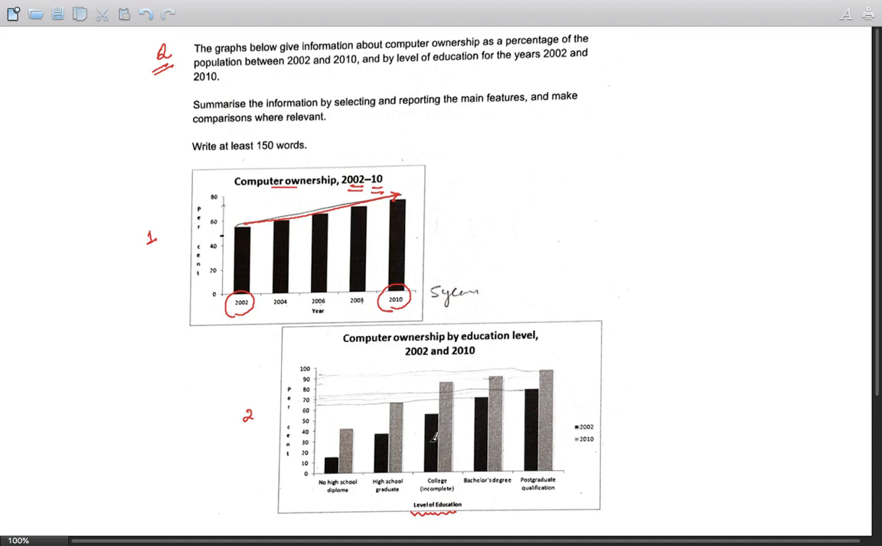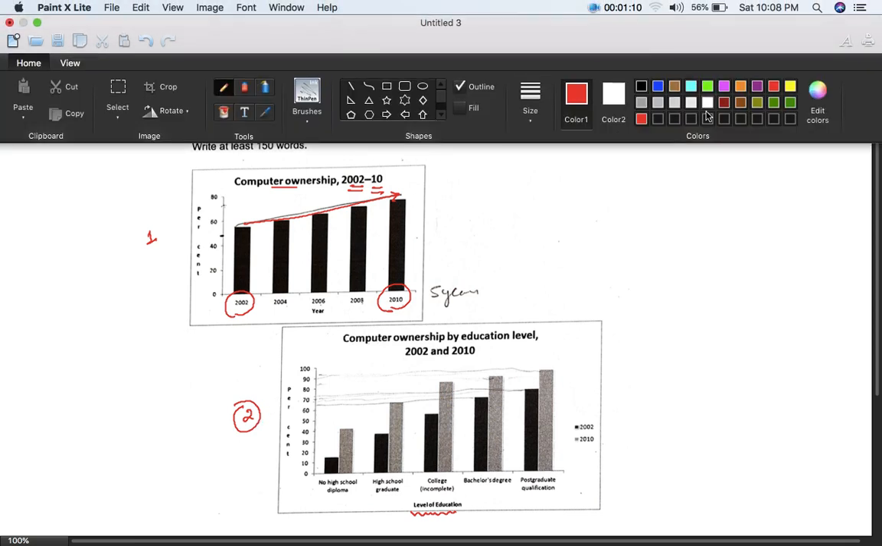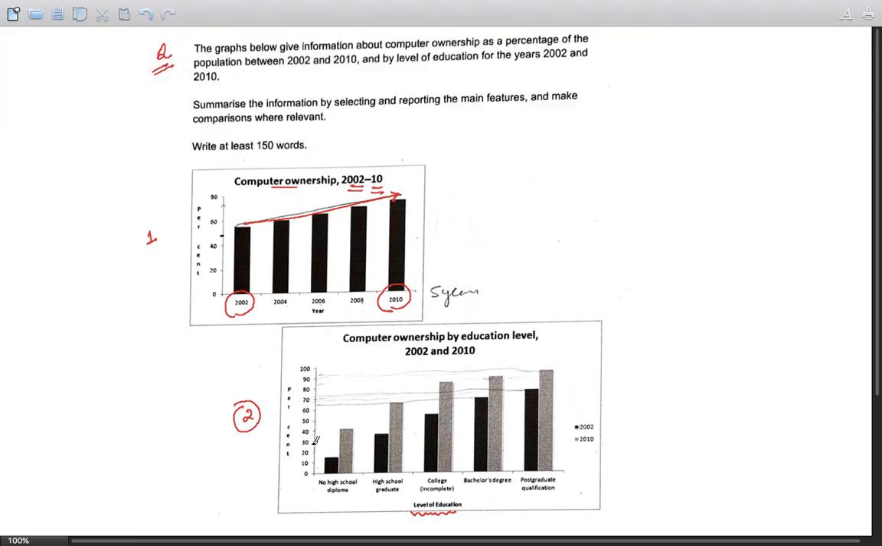The key point here is in the bar chart 2. Let me change the color. Okay, so we can clearly see that there are 5 groups of people according to their educational backgrounds. There are a number of people with no high school diploma. This is number 1. High school graduates, number 2. College incomplete, 3. Bachelor's degree and postgraduate qualifications.